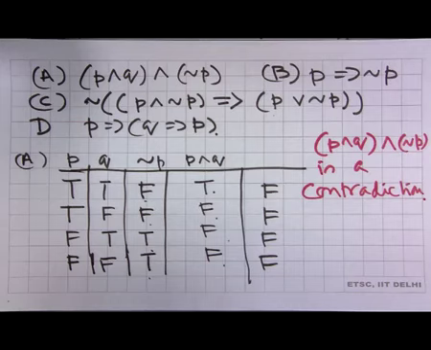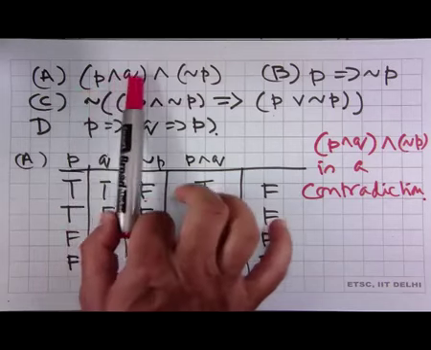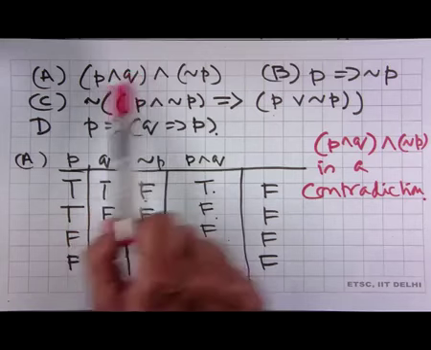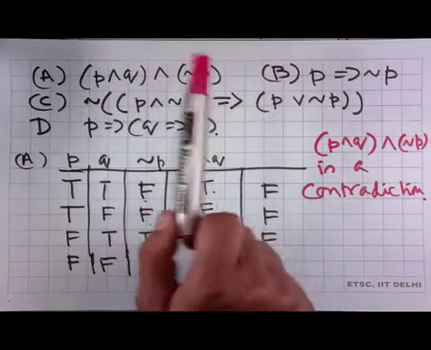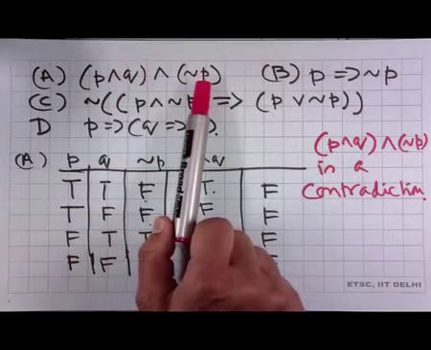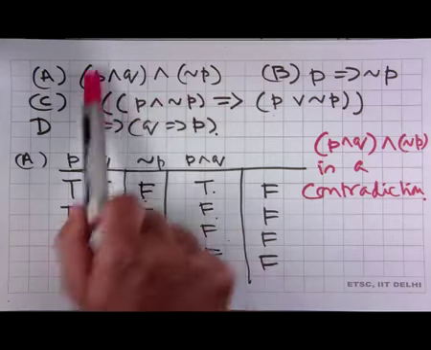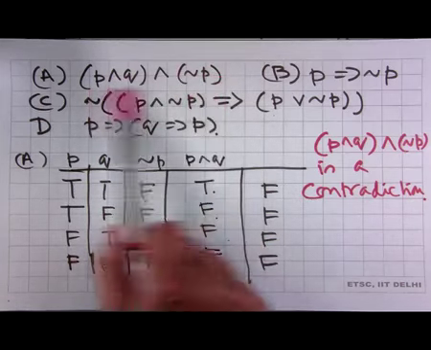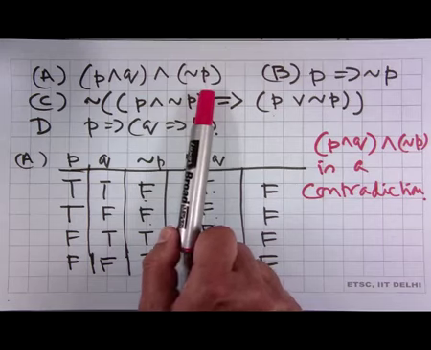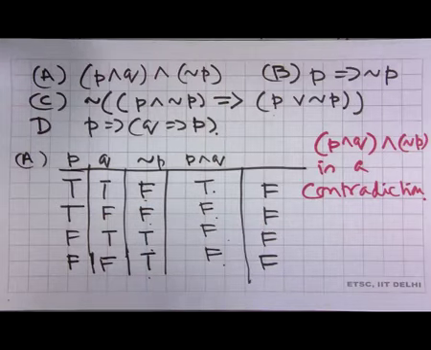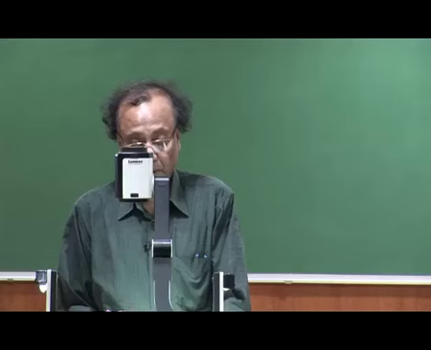You can even easily find out that P and Q means both P and Q have to be true, and its conjunction with not P means if P is true, not P is false. Therefore, you cannot get all three of them to be true. When you take the conjunction of these, you can never get a truth value to be true. It has to be always false, because P and not P cannot simultaneously be true in propositional logic. Okay.